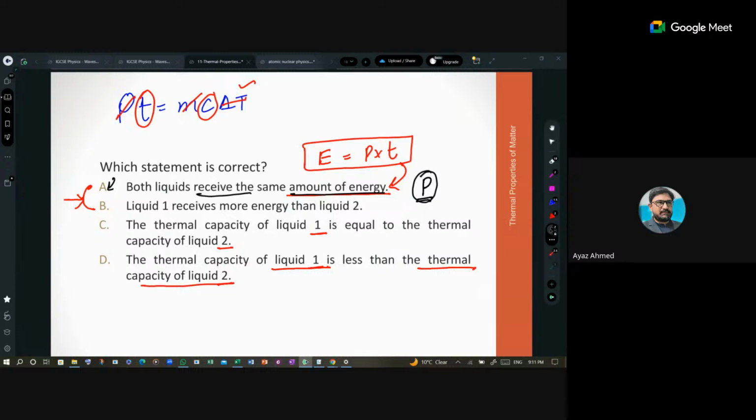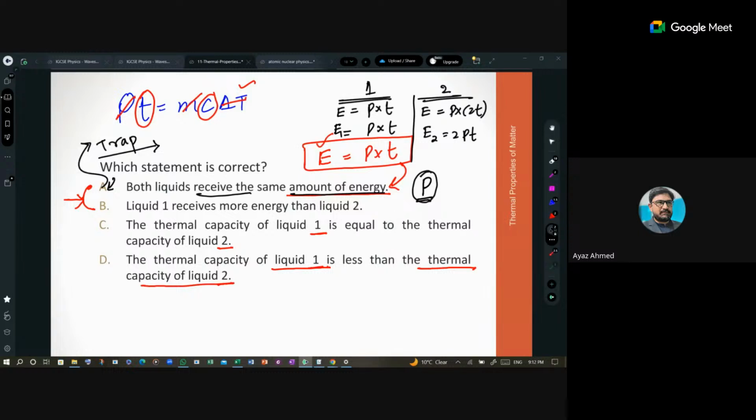Look, this is our trap. Remember this thing. This is a very delicious trap. If power is the same, I have written this equation here: energy is not only power, energy is power times time. So for liquid 1, your power is the same, energy is equal to P into t. But for liquid 2, energy is equal to P into 2t. So energy for liquid 2 is 2Pt, and energy for liquid 1 is Pt. So they are not receiving the same amount of energy. Got it? So don't get trapped in these types of options. They do not get equal energy. Is it clear? So this would be the right option then.